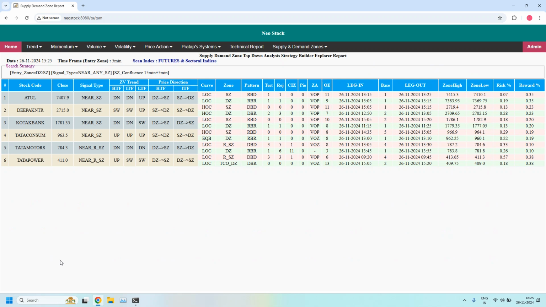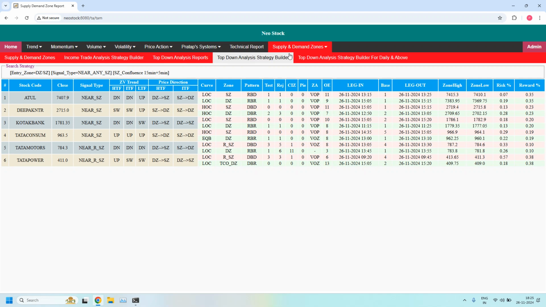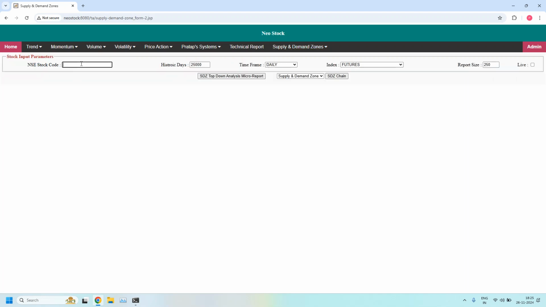So this is about stocks near demand and supply zones. Next, let us find NIFTY and BANKNIFTY supply demand zone chain. Let's start with NIFTY. Monthly time frame, generating monthly supply demand zone chain for NIFTY.